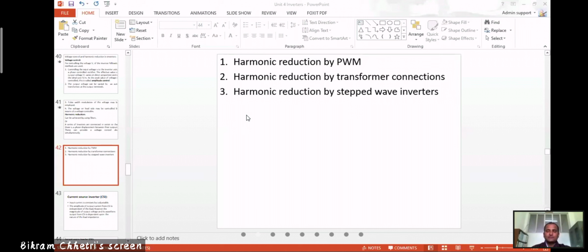And for harmonic reduction by transformer connection, I told you that there is a special type of transformer known as the harmonic reduction transformer. We can reduce the harmonics with the help of the harmonic reduction transformer connected to our transformers. And there are also step wave inverters. These are the different methodologies used to reduce the harmonics, because when you convert from DC to AC, there will be an unwanted signal mixed with the original signal. So these are the different methods for reducing the harmonics.